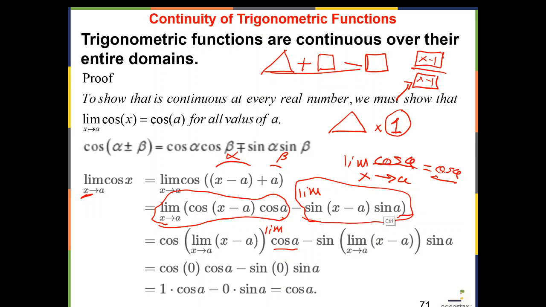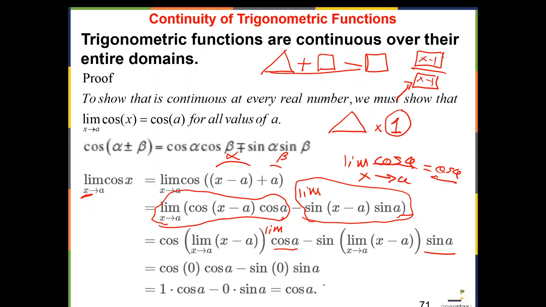Same is true for sine a. So these remain cosine a, sine a. And now, what's that limit when you substitute a for x? Well, that's 0. So that's cosine of 0 times cosine alpha minus, what's the limit of that when you substitute a for x? Is 0. So sine of 0 times sine alpha. Now we know sine 0 is 0, so that eliminates that. And we know cosine 0 is 1. So it's 1 times cosine minus 0 times sine, which is cosine.